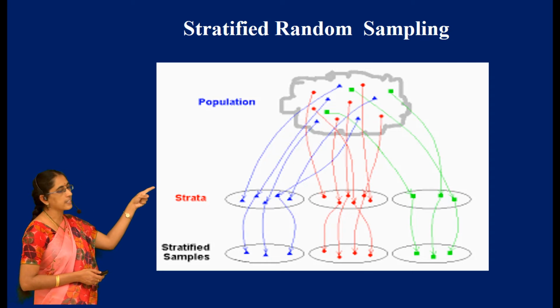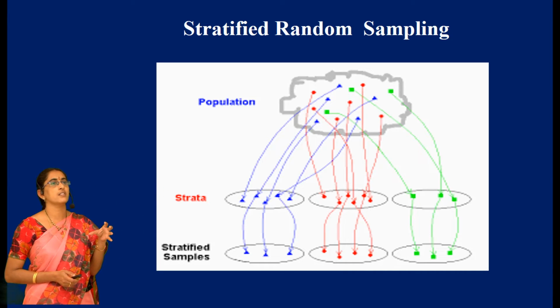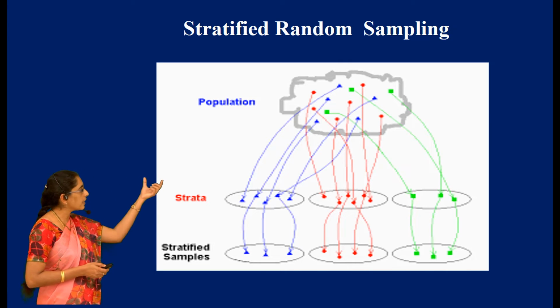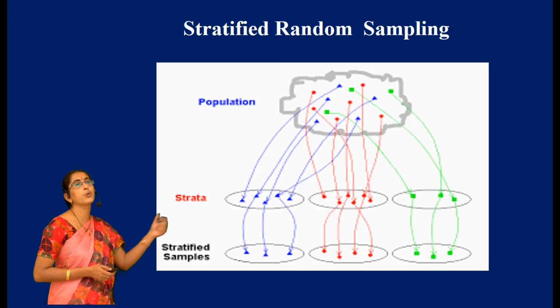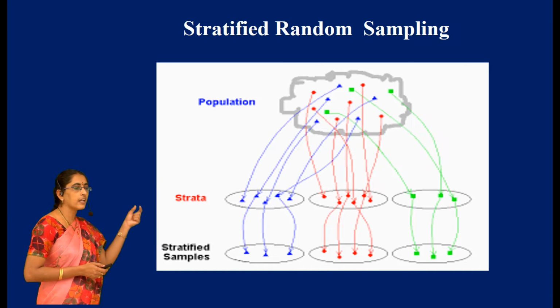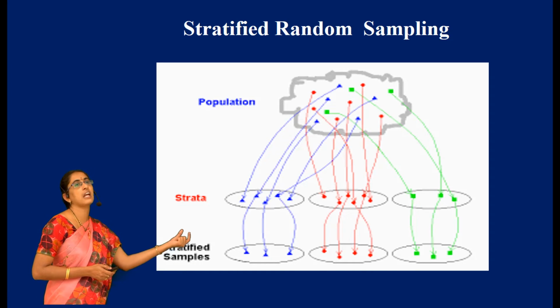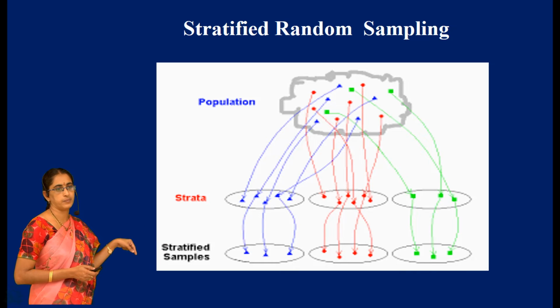So here you can see the example. We have blue, red and green colors as a population. It is highly impossible for a researcher to select the sample when it is very heterogeneous, right? So they select red as one stratum, green as one stratum and blue as one stratum. Then from blue we consider some elements, from green some elements and from red some elements. Then it constitutes a stratified sample.